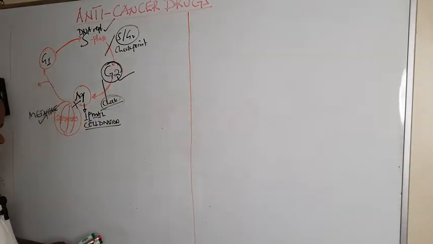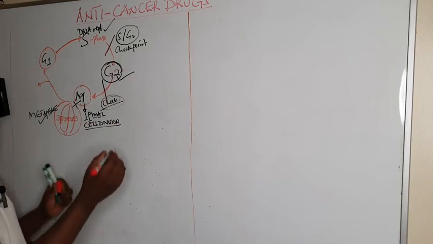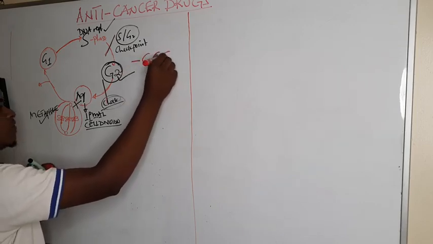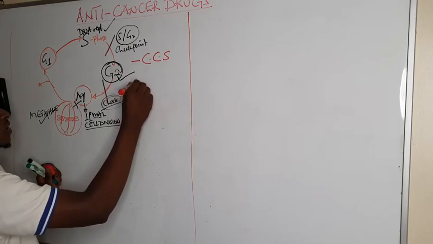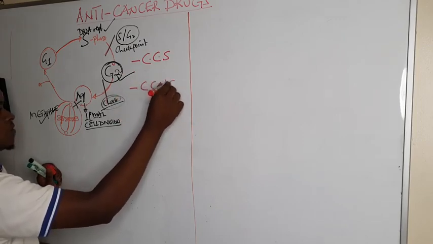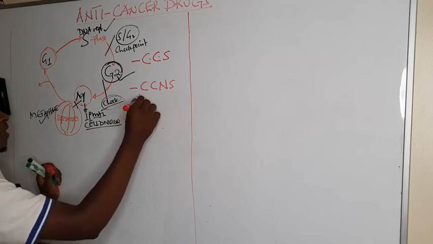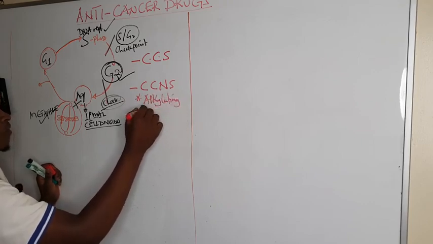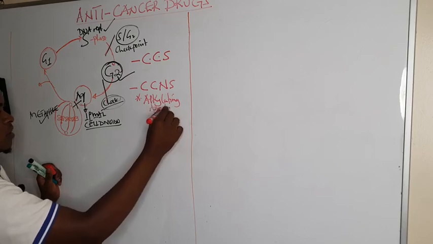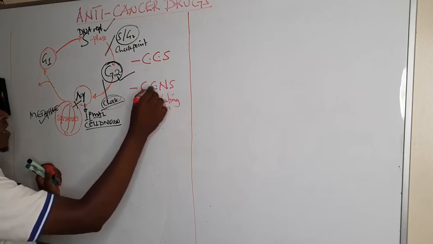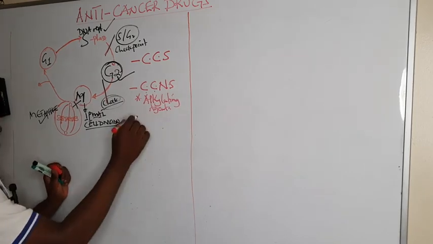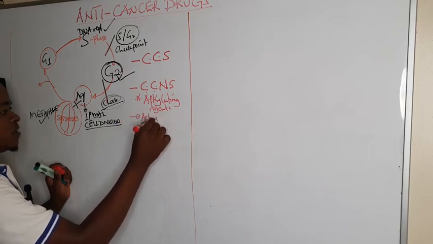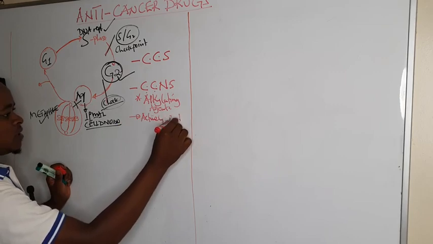These drugs are divided into two, where we shall see drugs which are cell cycle specific, and those which are cell cycle non-specific. Here an example is alkylating agents. We shall see that they are cell cycle non-specific, and these target both actively dividing and resting cells.